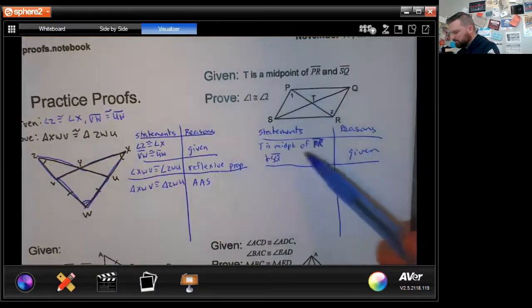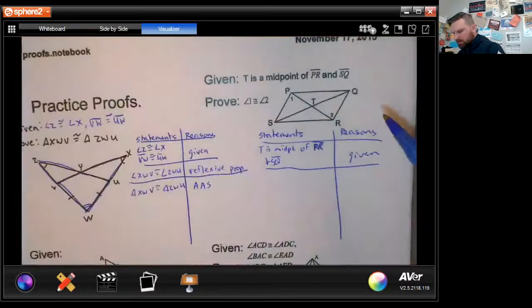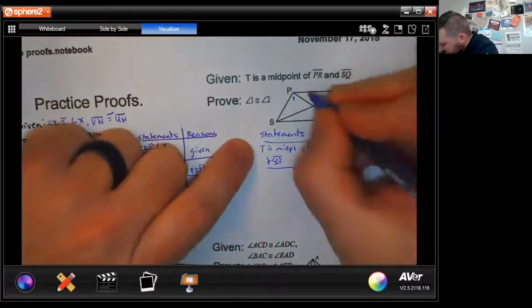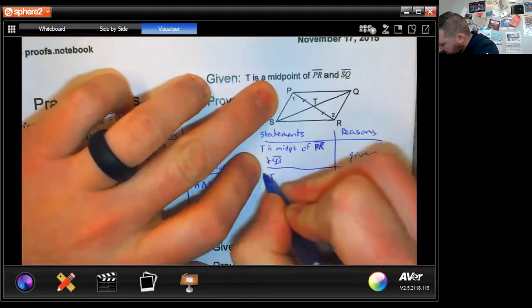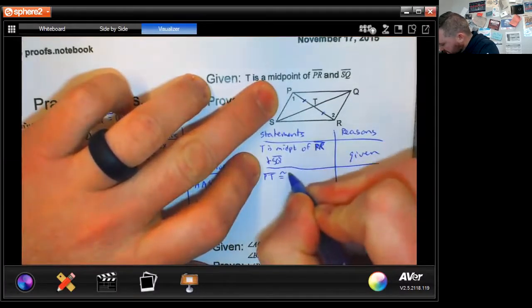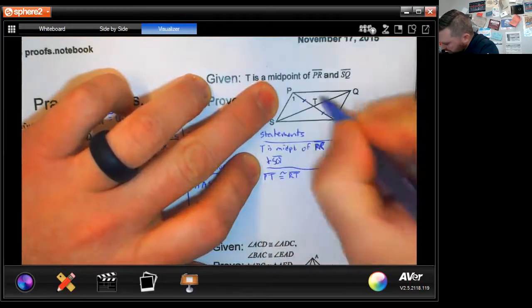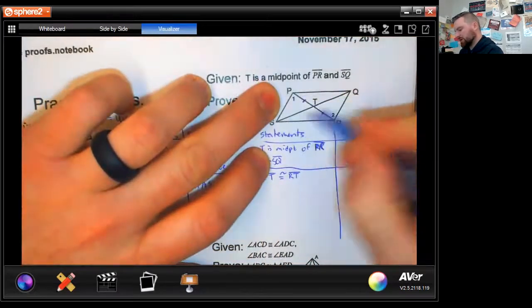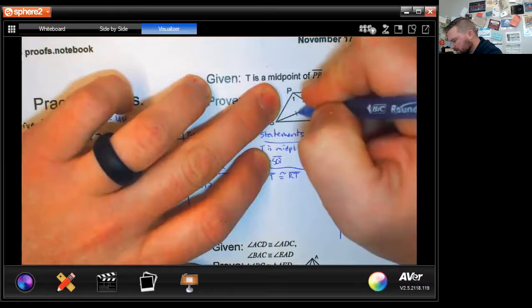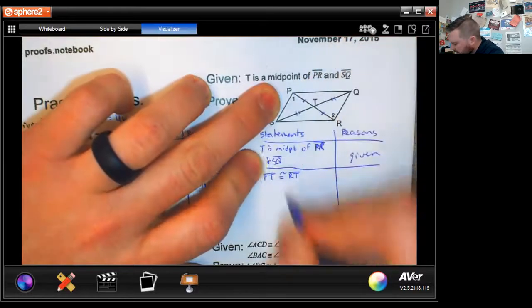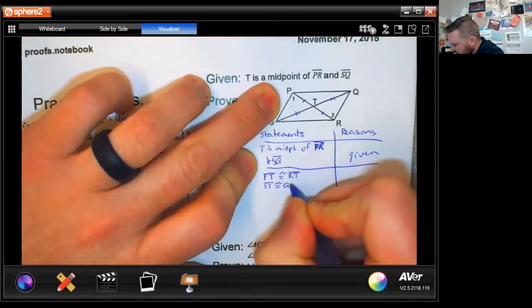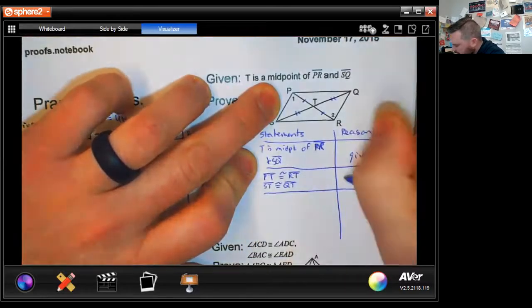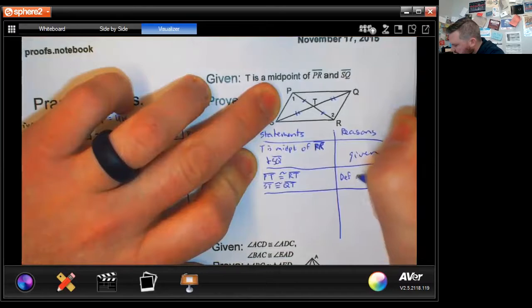So T is the midpoint of these two. Okay, and what the midpoint does is it splits the segment in half. So this one and this one is the same. So PT segment has to be congruent to RT segment. And it also splits this one. Now, I don't know that those two segments are the same as the first two, so I'm going to say that this one is different. So ST has to be congruent to QT. That is by definition of midpoint, because that's what we used.